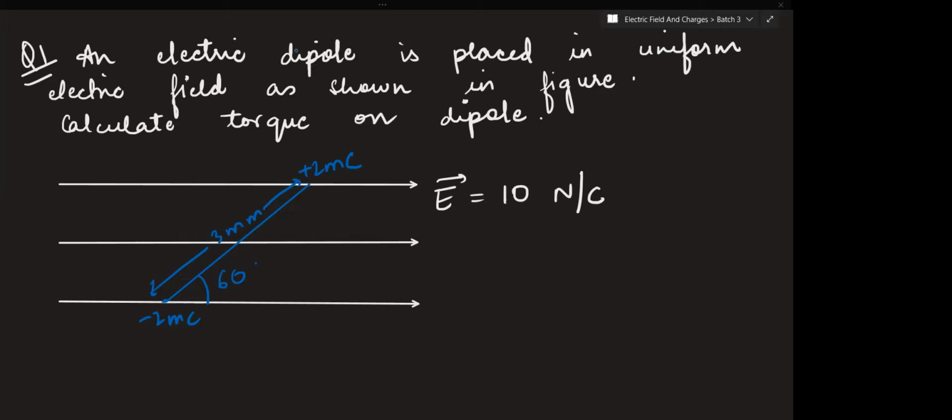Formula is PE sine theta. P you can calculate from Q multiplied by 2A. That will give you P. E from here, sine theta from here. Take 2 minutes, try, then we'll discuss.